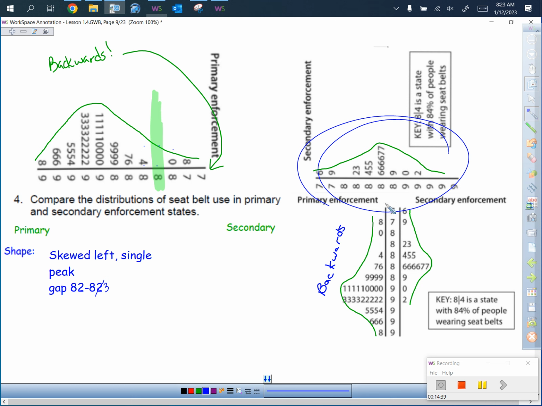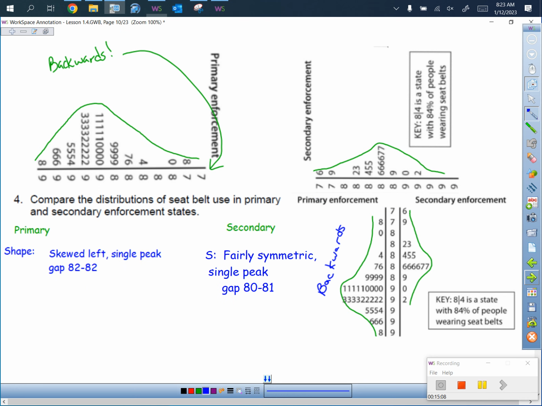Cool. Let's go and talk about peaks. How many peaks would this guy have? Single peak or double peak is how it'll be. So single peak. Are there any gaps in the graph? Yep, right here, right here. We just got to figure out where that's at. Is that 80, 81, 82, 83, 84, 85? Like, where's that guy at? Cool. So you can put all that stuff in. It is fairly symmetric. It's got a single peak, and it's got a gap between 80 and 81.